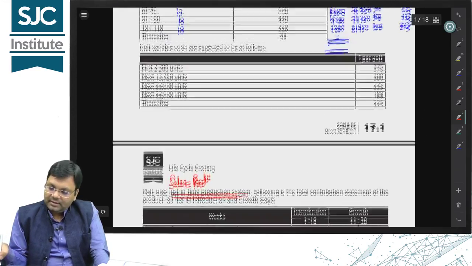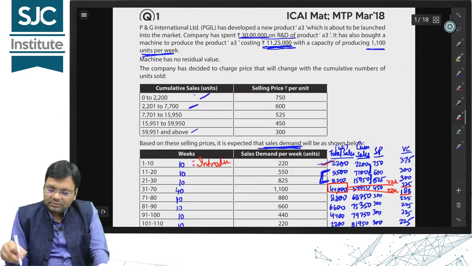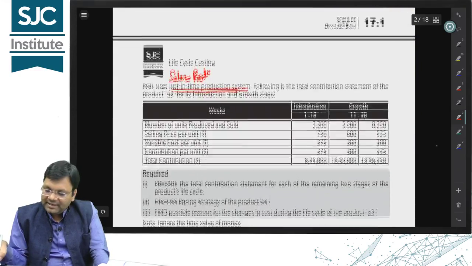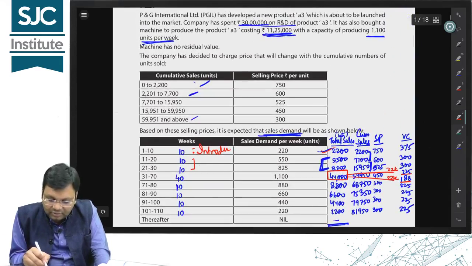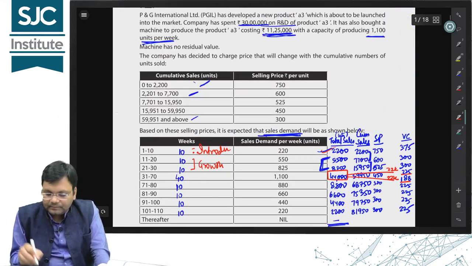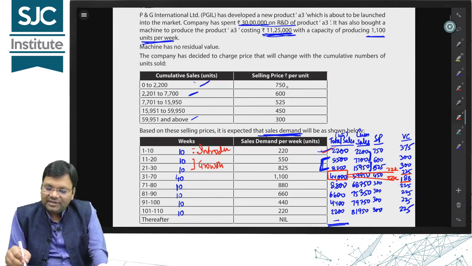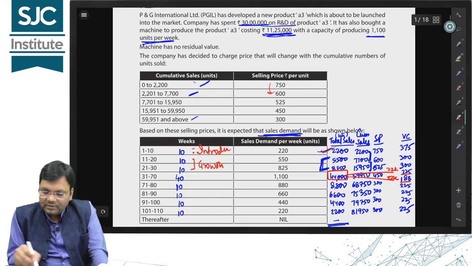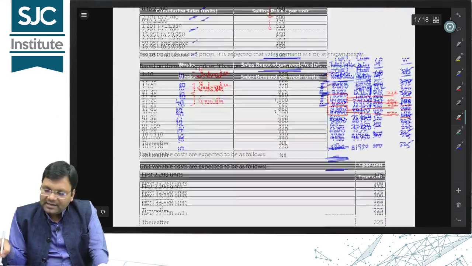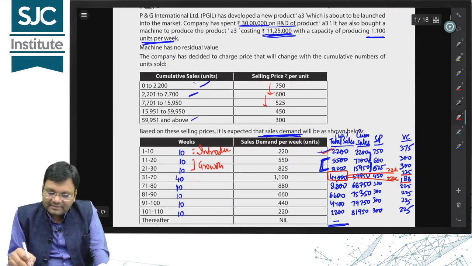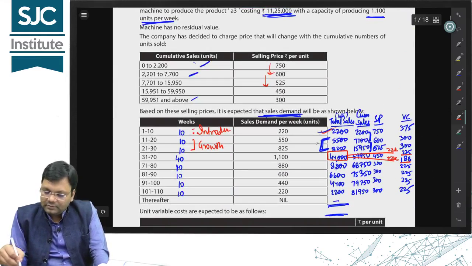Next for growth, they are taking 11 to 30. 11 to 30 means these two together is growth stage. In growth stage, we generally decrease the price, okay, so that is applicable. So if you see, total volume in growth stage is 11 to 30. It is having two different reductions in price from 600 to 525 also. So this is together growth stage.